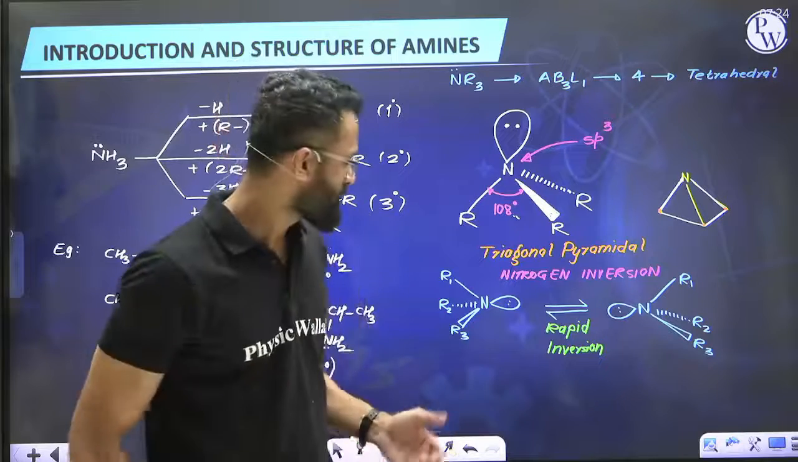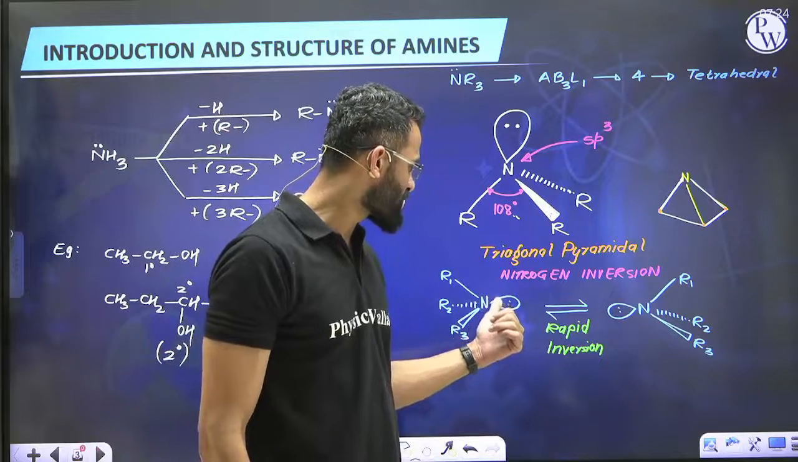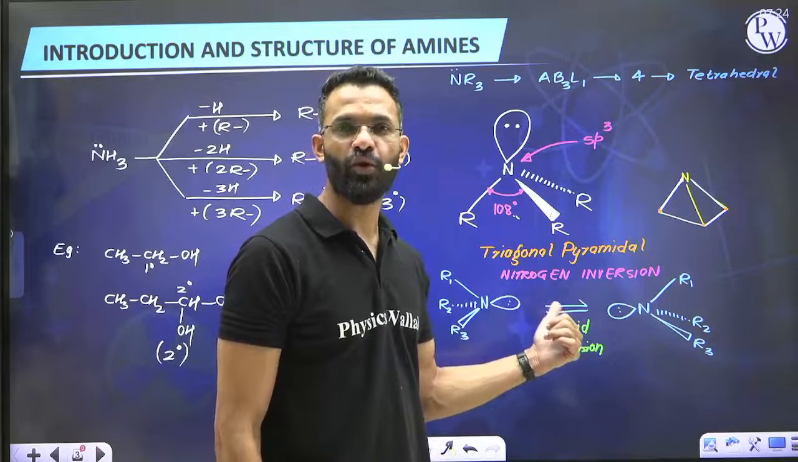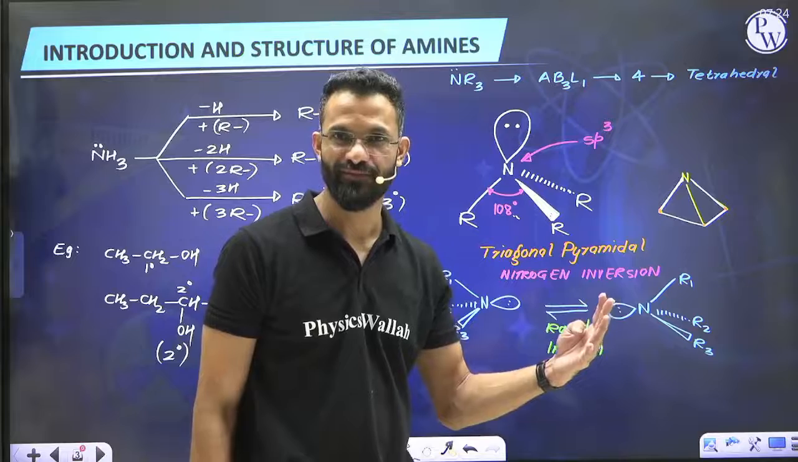But imagine if the fourth valency of nitrogen, which as of now is satisfied by the lone pair, is forming a coordinate bond with a fourth alkyl group, that is R4.